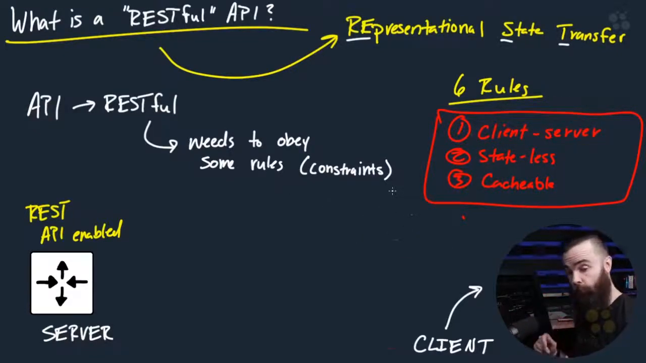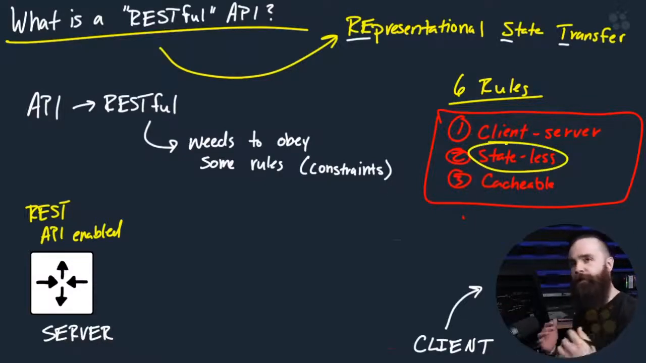The next fundamental rule of the pirate code is that the API must be stateless. When I think about this, I think about my interactions with Alexa.